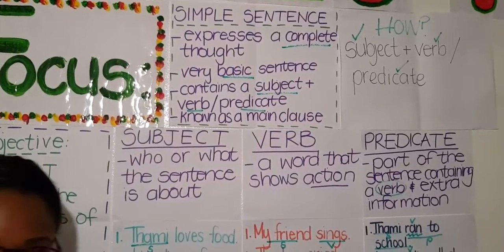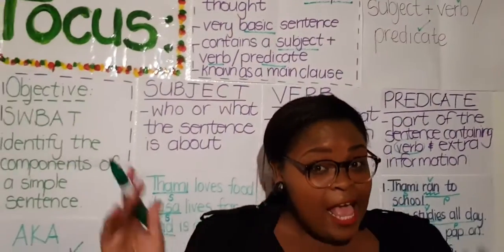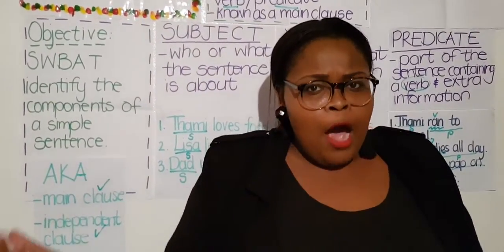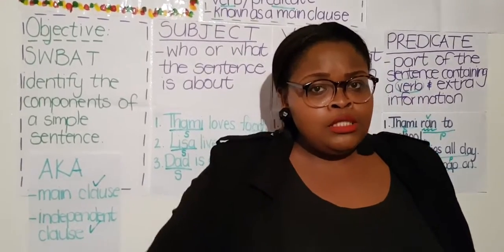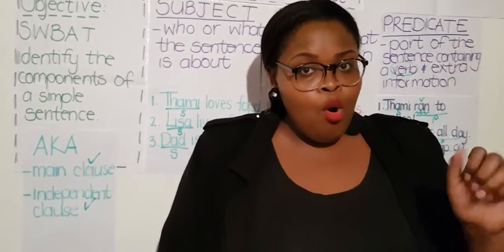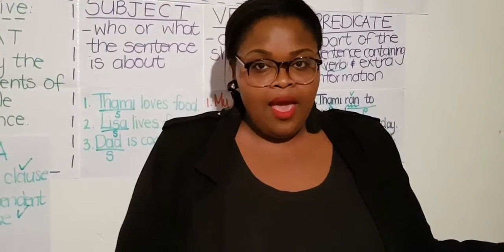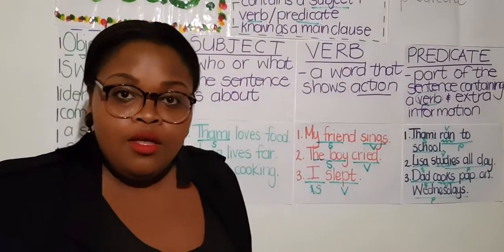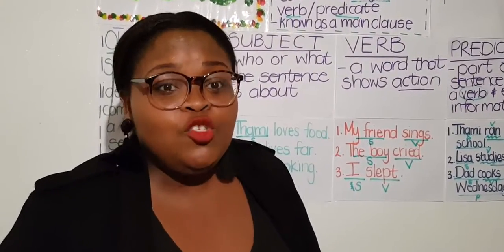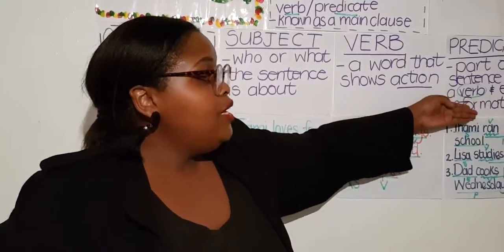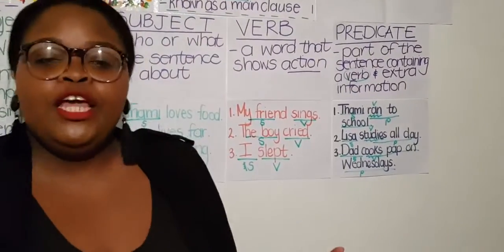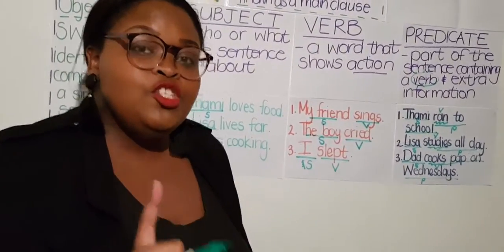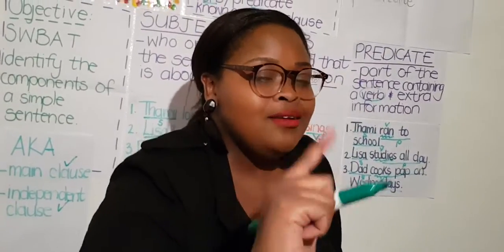Okay? So just to recap, a simple sentence is a very basic sentence. It expresses one complete thought. How do you write a simple sentence? A simple sentence has a subject plus a verb or a predicate. Okay, what is a subject? A subject is who or what the sentence is about. A verb is a word that shows action. So what is the subject doing? The predicate is the verb plus all the extra information in the sentence. Okay, but remember that extra information needs to express how many thoughts? One complete thought.